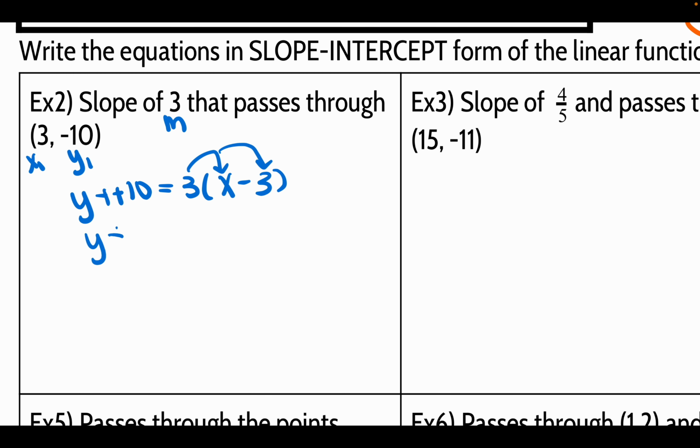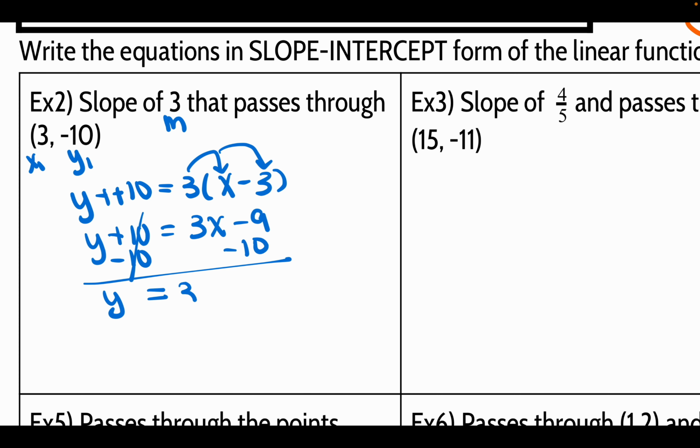So you're going to distribute your 3. So we have y plus 10 equal to 3x minus 9. Subtract 10 from both sides. So we have y equals 3x minus 19. And that is our equation.